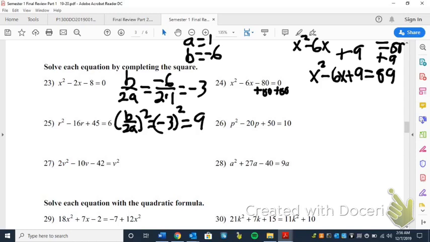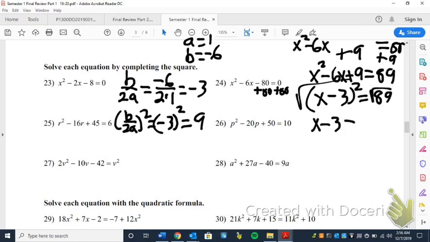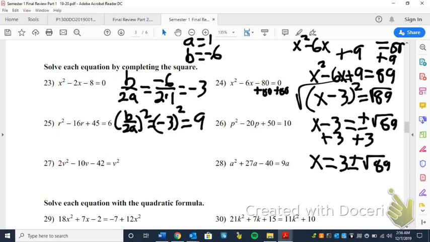I'm going to factor out the left-hand side to x plus b over 2a, in this case negative 3 squared, equals 89. Square root both sides, x minus 3 equals plus or minus the square root of 89. Add 3 to both sides, and those are our 2 answers. 89 is not a perfect square, nor does it have any perfect squares as its factors, so we just leave it like that.